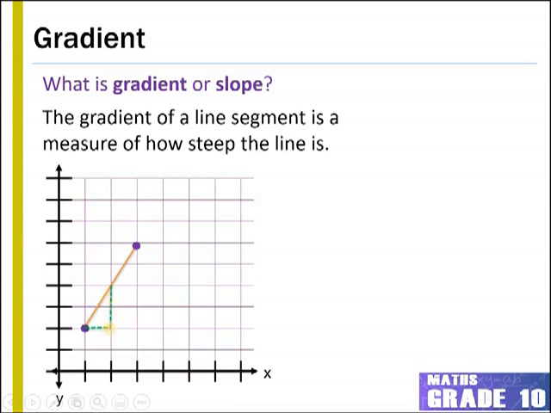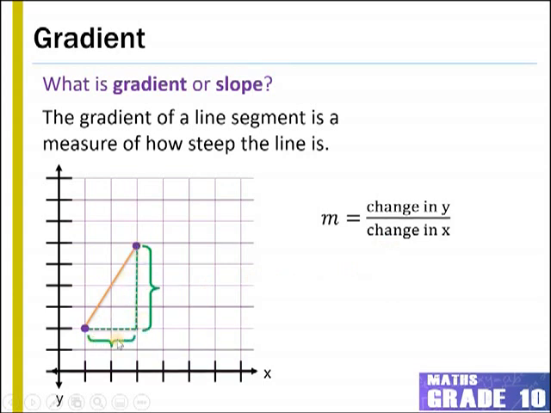But sometimes we might want to go across by more than 1 when we're doing this measurement, like this. Here we've gone across by 2 and we've gone up by 4. So in this case, we need to divide this distance here by 2 because we've taken 2 steps. In general, the formula for the gradient is the change in y, so how much you've gone up by, divided by the change in x, how many steps across you've taken.